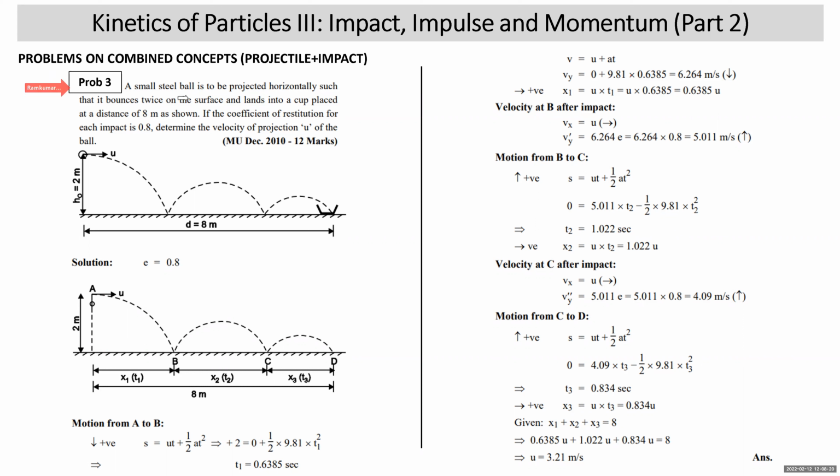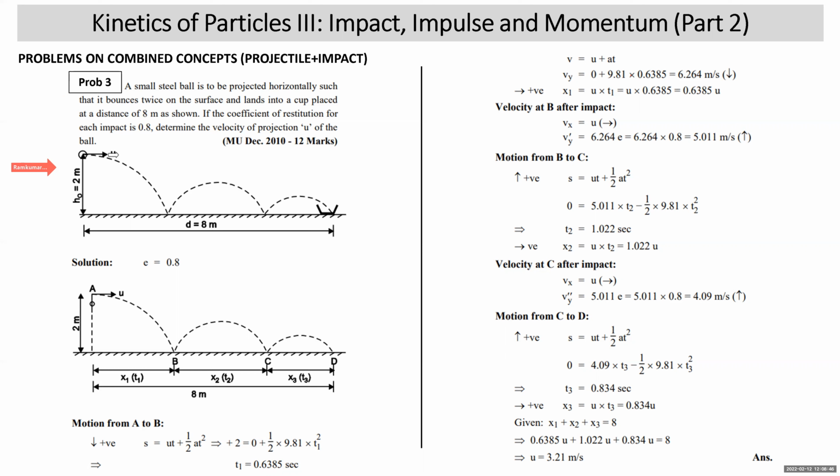Let's see. A small steel ball is to be projected horizontally such that it bounces twice on the surface and lands into a cup placed at a distance of 8 meters, as shown in the figure. If the coefficient of restitution for each impact is 0.8, determine the velocity of projection u of the ball. Now you can see this is the diagram given. This height is 2 meters. From this height, with u, the ball is projected horizontally.